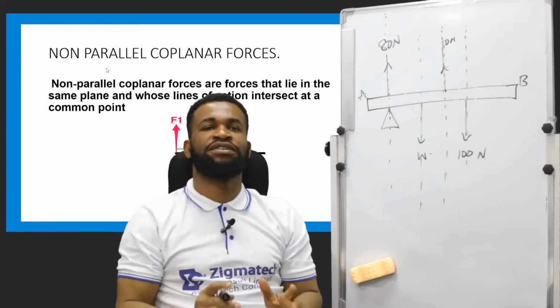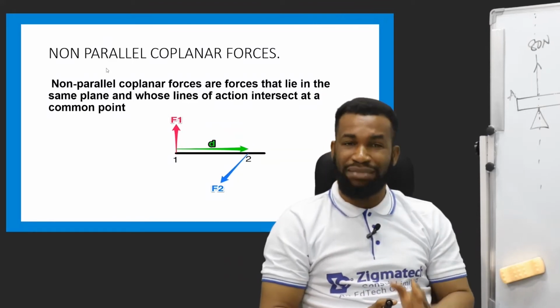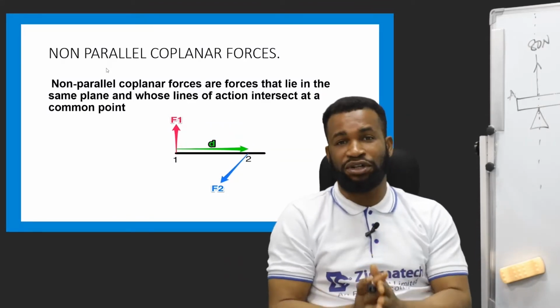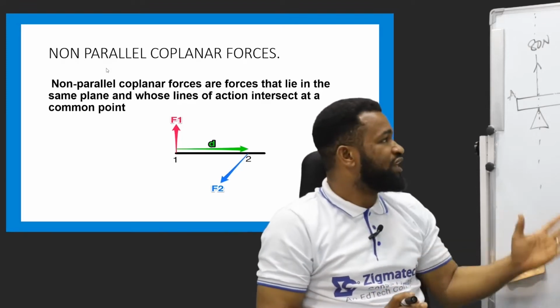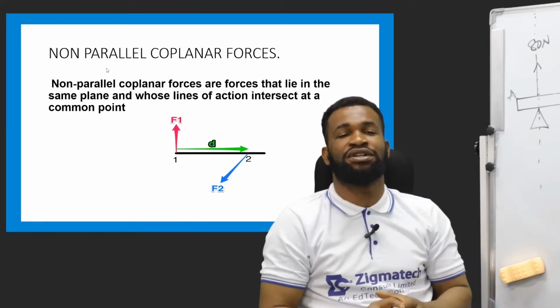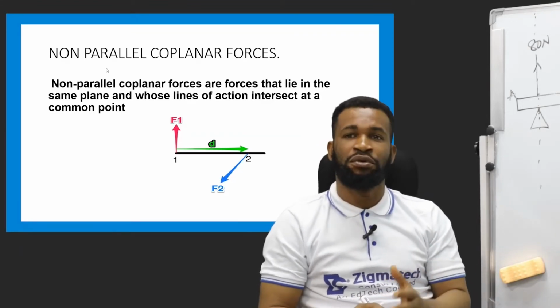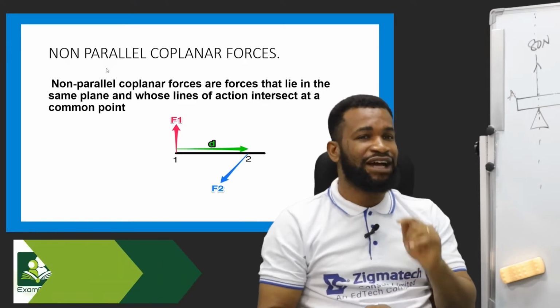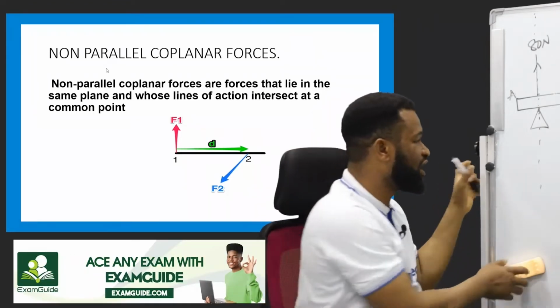So when you have this kind of condition met in a problem on moment of forces, or for a body to be in equilibrium, when the forces are parallel to each other, when the lines of action are parallel to each other, we say we have parallel coplanar forces. But when they are not parallel, then you have a condition like this.